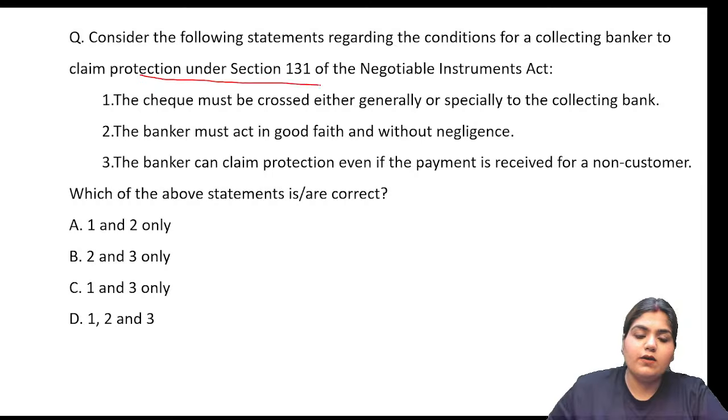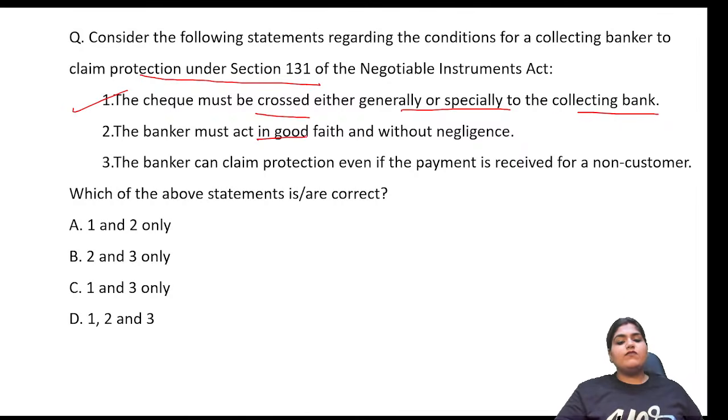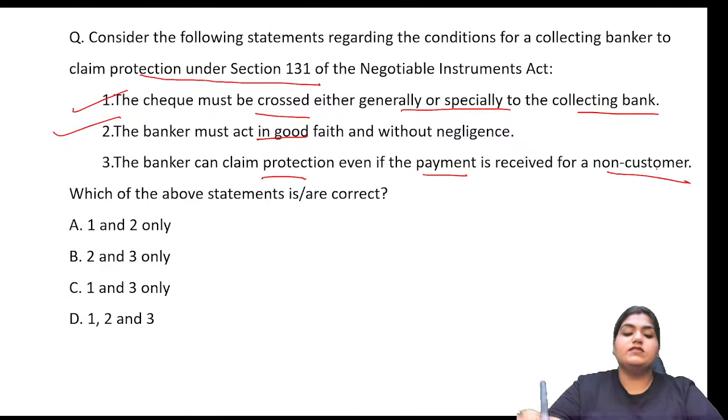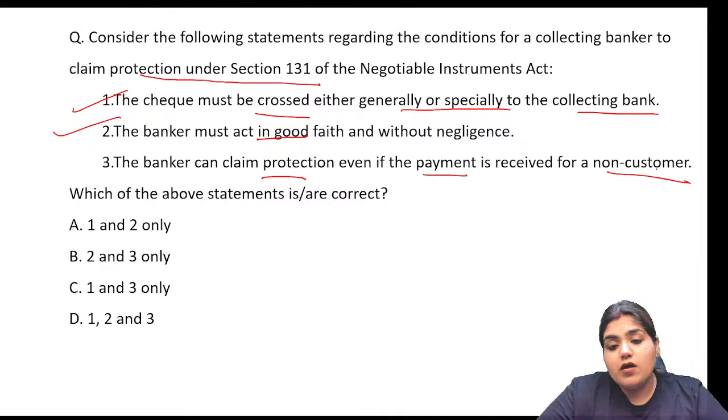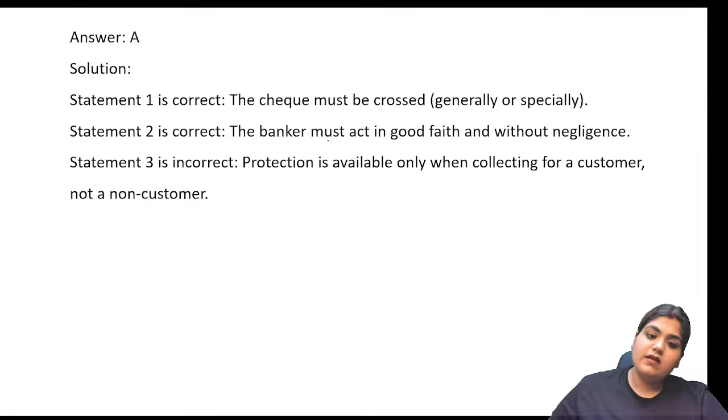Protection under section 131: a check must be crossed either generally or specially to the collecting bank. Yes. A banker must act in good faith without negligence. Yes. A banker can claim protection even if the payment is received from a non-customer. This statement is wrong. Protection is available for customers only, not for non-customers. No, Hemant ji, the protection is not available to non-customers. Statement number 3 is incorrect. That will give us A as the correct answer. Protection is available to customers, not to non-customers.